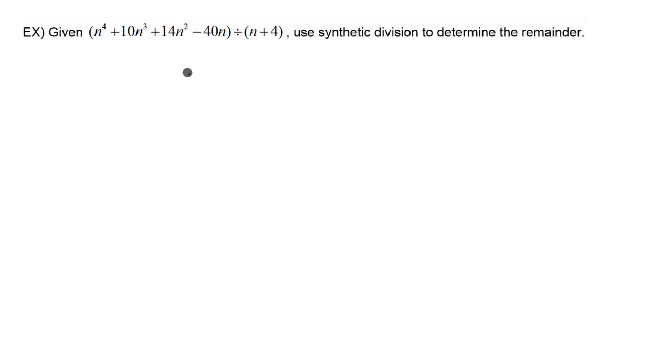And lastly, example 4 says we need to use synthetic division to figure out the remainder. So I take my divisor, which is n plus 4, I set it equal to 0, and I solve for n. That means n is going to be equal to -4, and that's what I'm going to use up here in the top left hand corner. And then I take my coefficients of everything, so this is going to be 1, 10, 14, -40 is my linear coefficient, but there's no constant.